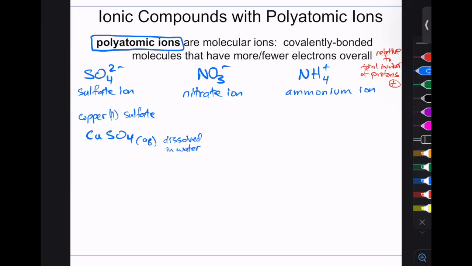So if I were to write copper 2 sulfate like this in aqueous solution, that's really a shorthand. What it really means is that when we have this in H2O, they're separate ions in aqueous solution. We have copper 2 plus ions in aqueous solution, and we have the sulfate 2 minus polyatomic ion in aqueous solution. Okay, but when this is in aqueous solution, the SO4 2 minus, the sulfate ion, it still stays as a polyatomic ion in solution.